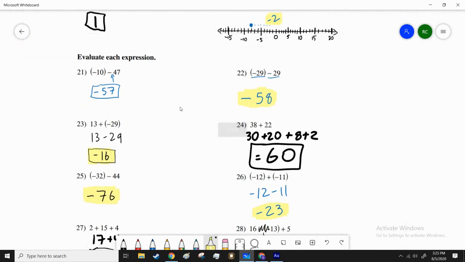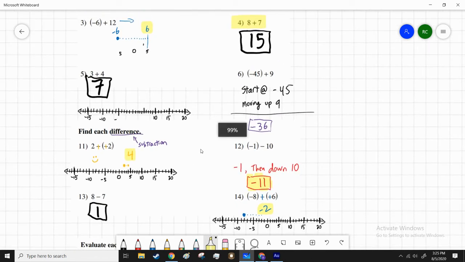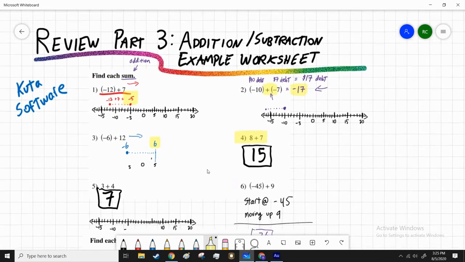So there you have it. My method of adding and subtracting positive and negative numbers without getting confused.